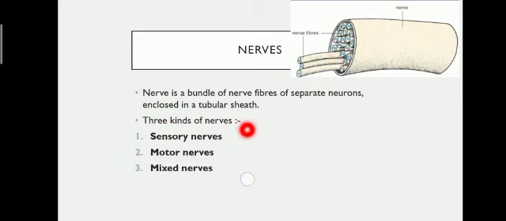So there are three types of nerves. One is sensory nerves, which contain only the sensory neurons. Another one is motor nerves, which contain only the motor neurons or motor fibers. And the third one is mixed nerves, which contain both sensory and motor fibers.